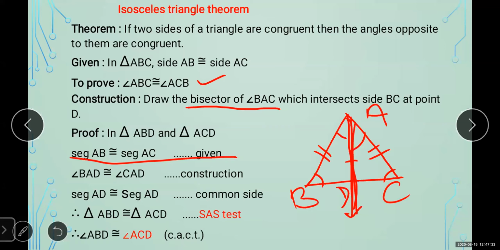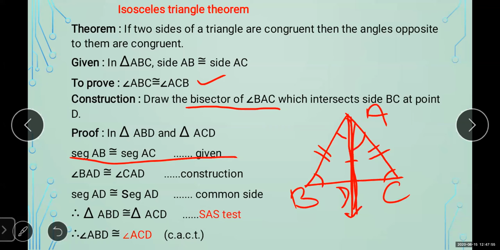You can use this theorem in 10th standard also. Whatever you are learning in 9th standard will be used in 10th standard also. So don't forget this theorem. If the sides are congruent, their opposite angles are also congruent.